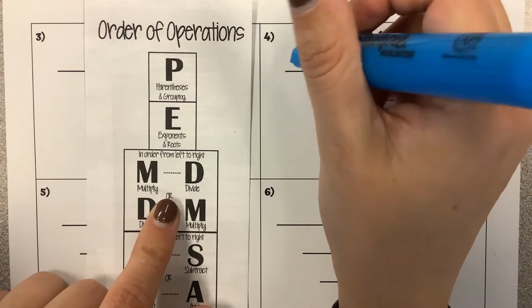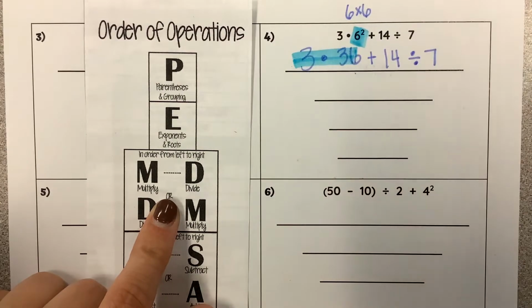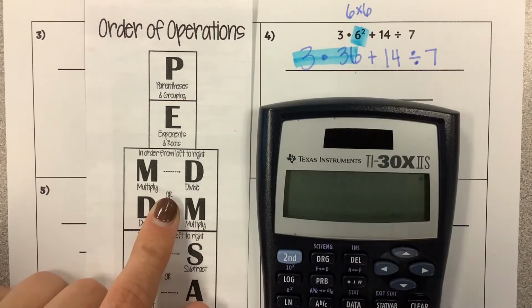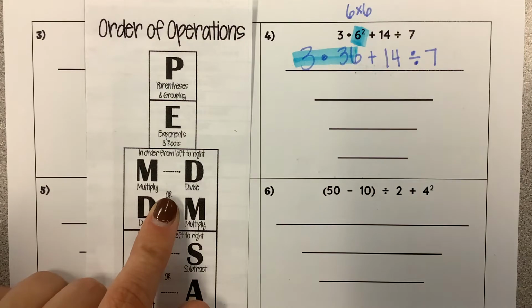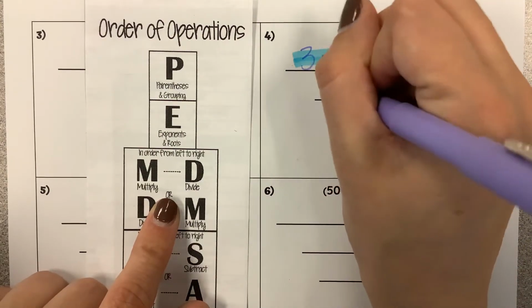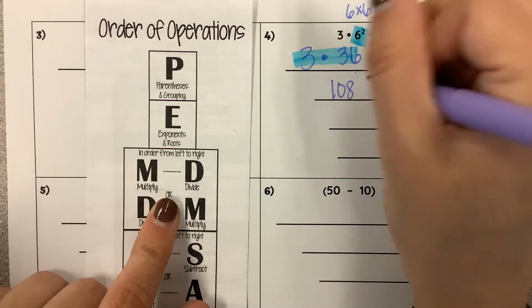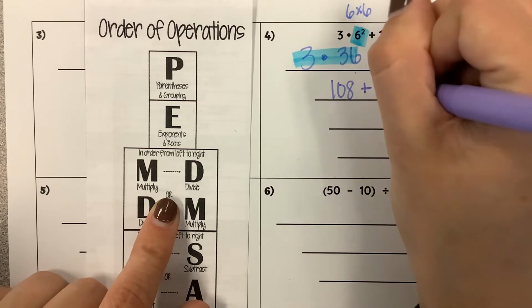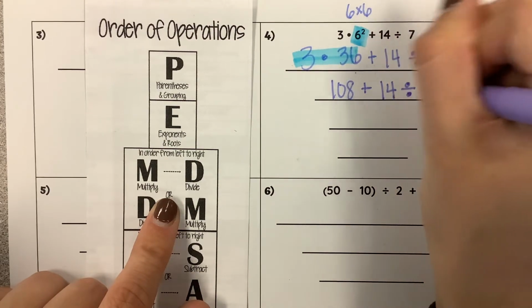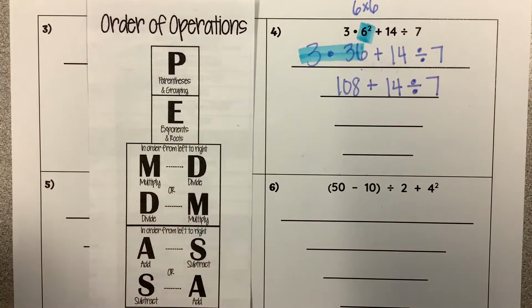So I am first going to multiply 3 times 36. That's kind of a bigger number, and it's not on your multiplication chart. So if you need to plug that into your calculator to do the work for you, that is fine. So 3 times 36 is 108. Bring down the plus, bring down the 14, bring down the division, bring down the 7.